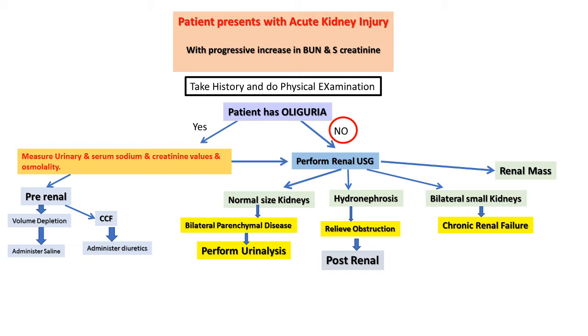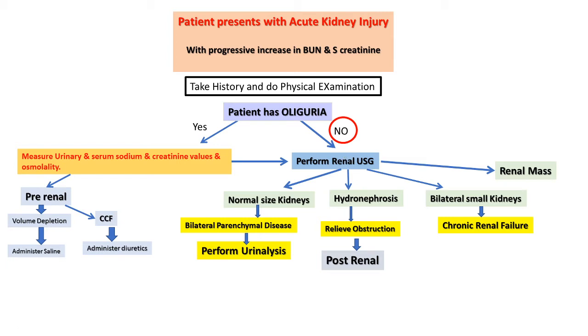Now there can be a second possibility, the patient has oliguria. As we have already seen, when the patient has oliguria, how do we differentiate, it goes in ARF, and what do you do? But it may so happen the patient does not have oliguria, but has an increase in BUN and serum creatinine. Then what do you do? Then you perform USG, radiological examination of the kidney, abdominal.